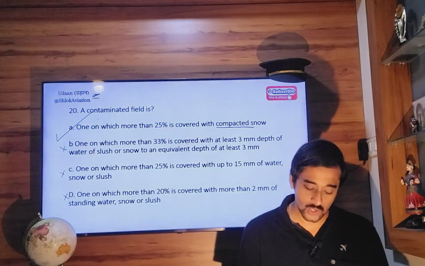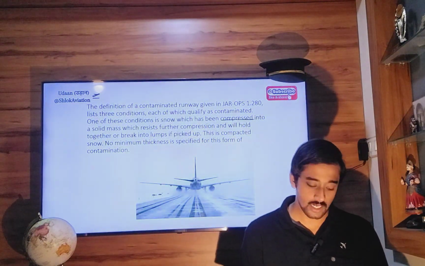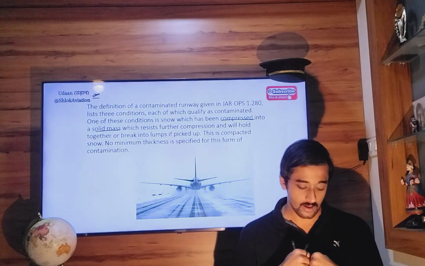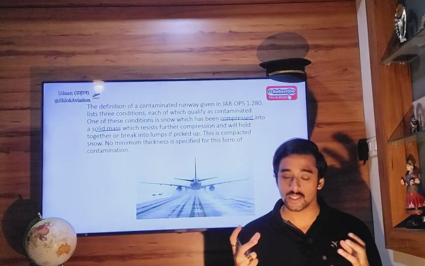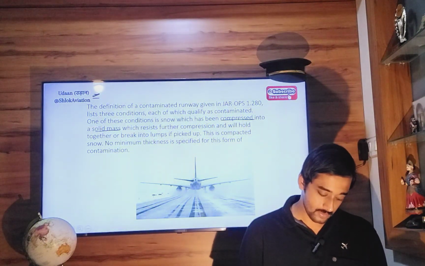What is compact snow if they ask you? Compact snow is one which can be compressed into a solid and can hold together or break into lumps, pieces. This is compact snow. So this is the meaning of that.